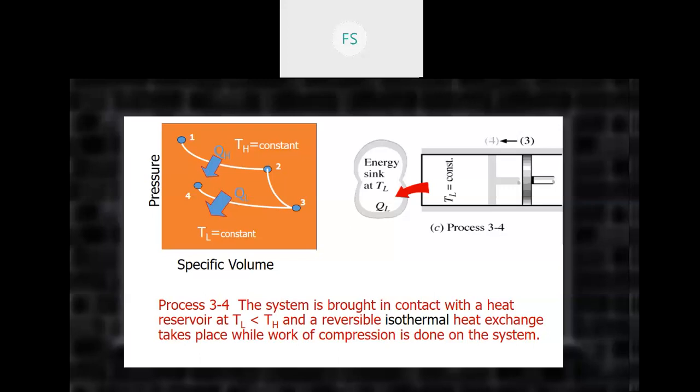The reason is, during process 3 to 4, the piston is compressed to the left side. Once it is compressed, the temperature will increase, isn't it? But during this process, the boundary of the system is not insulated anymore. Some of the heat will be released, and due to this phenomenon, the temperature remains constant.